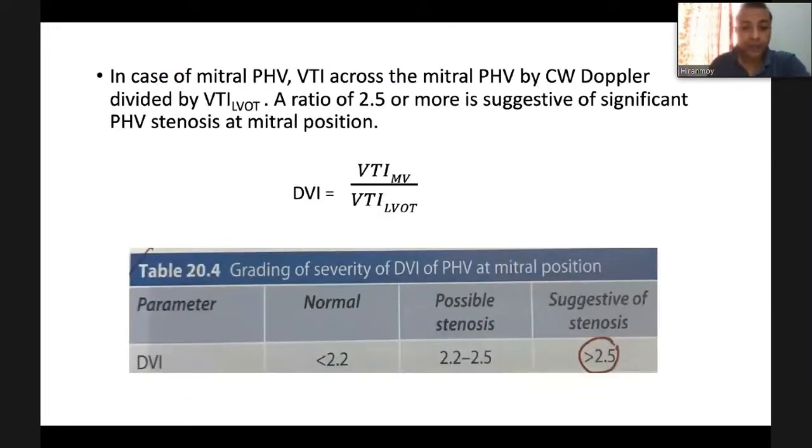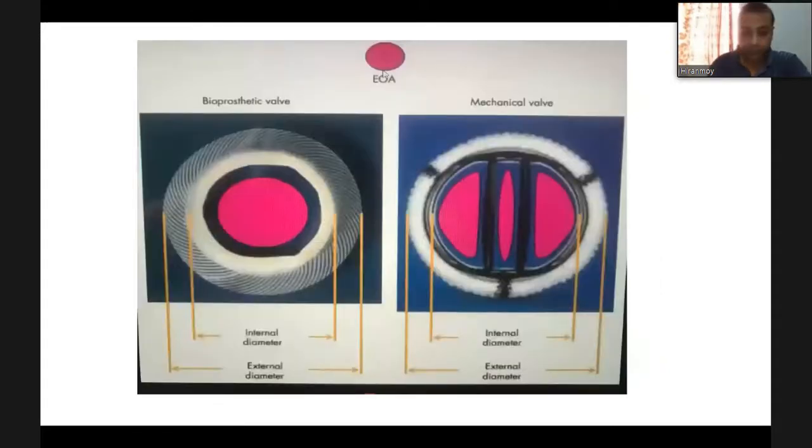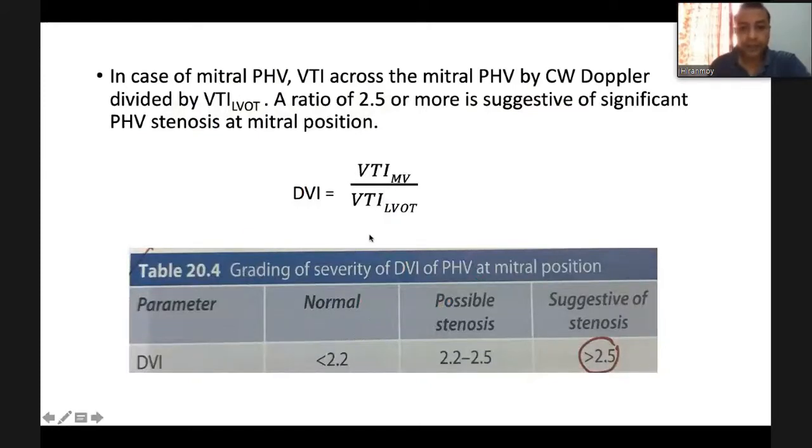Now, how will we assess the mitral valve? The DVI, Doppler velocity index of the mitral valve, is calculated by the VTI of the mitral valve, done by continuous wave Doppler, divided by the VTI of LVOT, which is done by pulse wave Doppler. So the DVI in the case of the mitral valve, if it is less than 2.2, is normal. 2.2 to 2.5 is a possibility of stenosis, and more than 2.5 is normal.